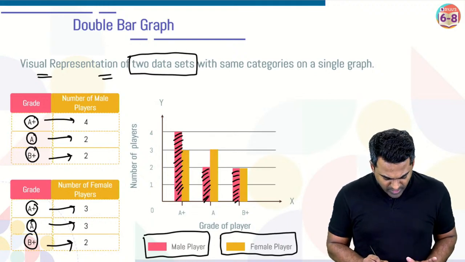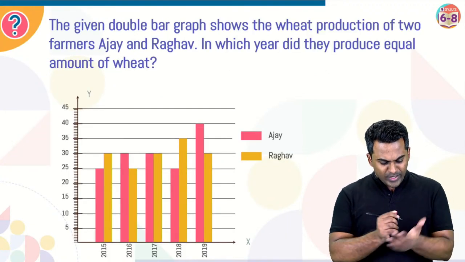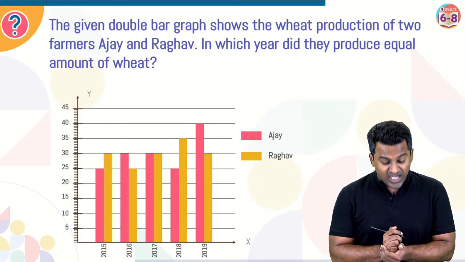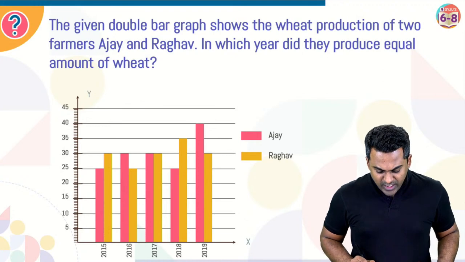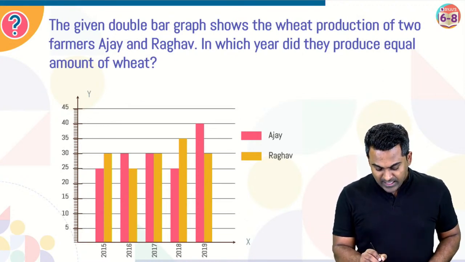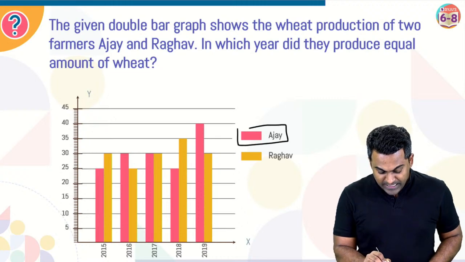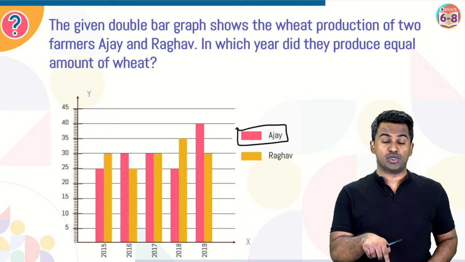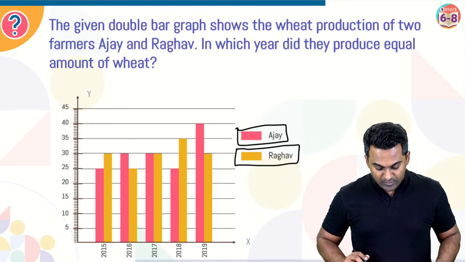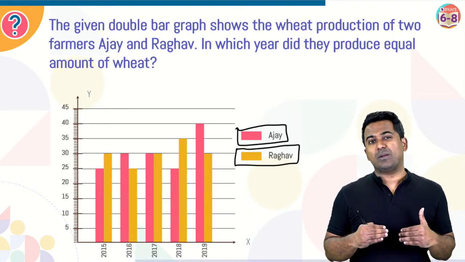Okay, so I'm going to bring a question and let's see how many of you can answer this. The given double bar graph shows the wheat production of two farmers, Ajay and Raghav. In which year did they produce an equal amount of wheat? So this color here stands for Ajay. Please make sure you understand the notation of the colors given. And this color stands for the wheat production by Raghav. So in which year did they produce an equal amount of wheat?